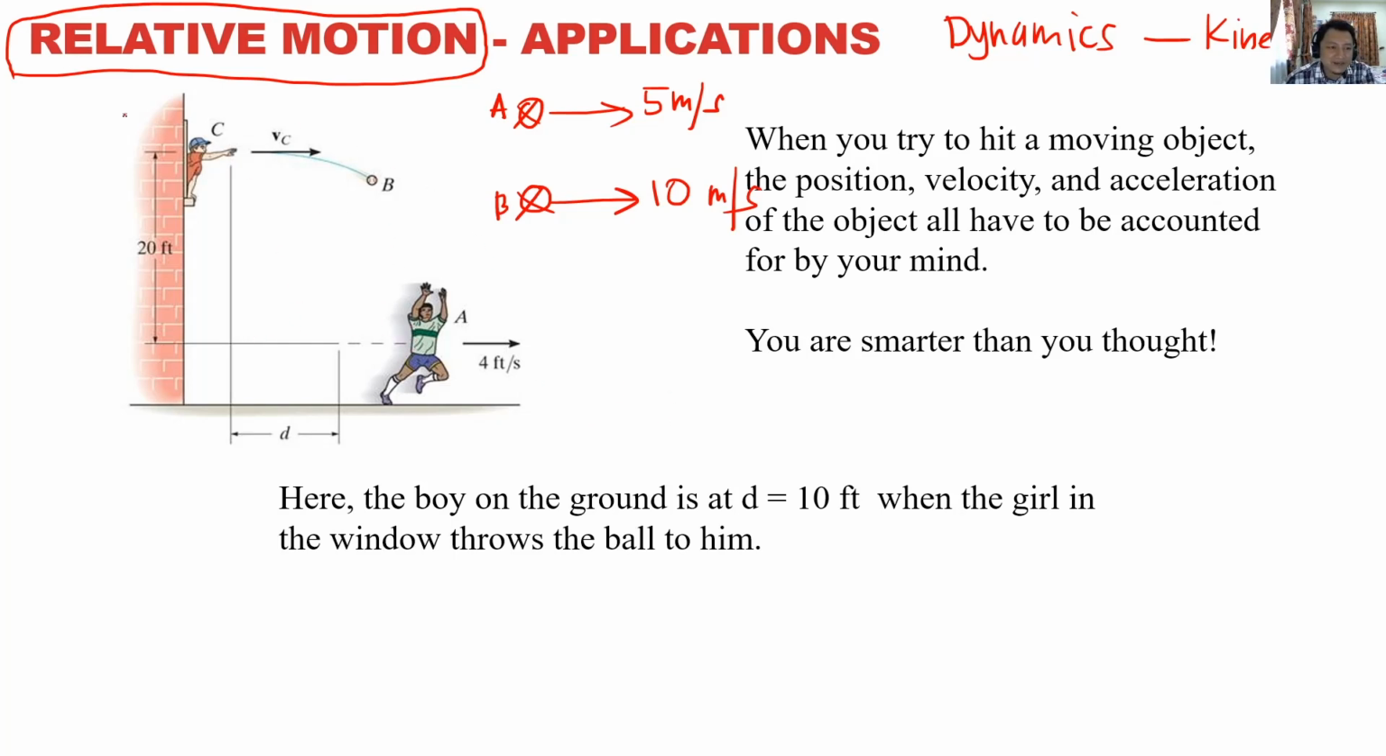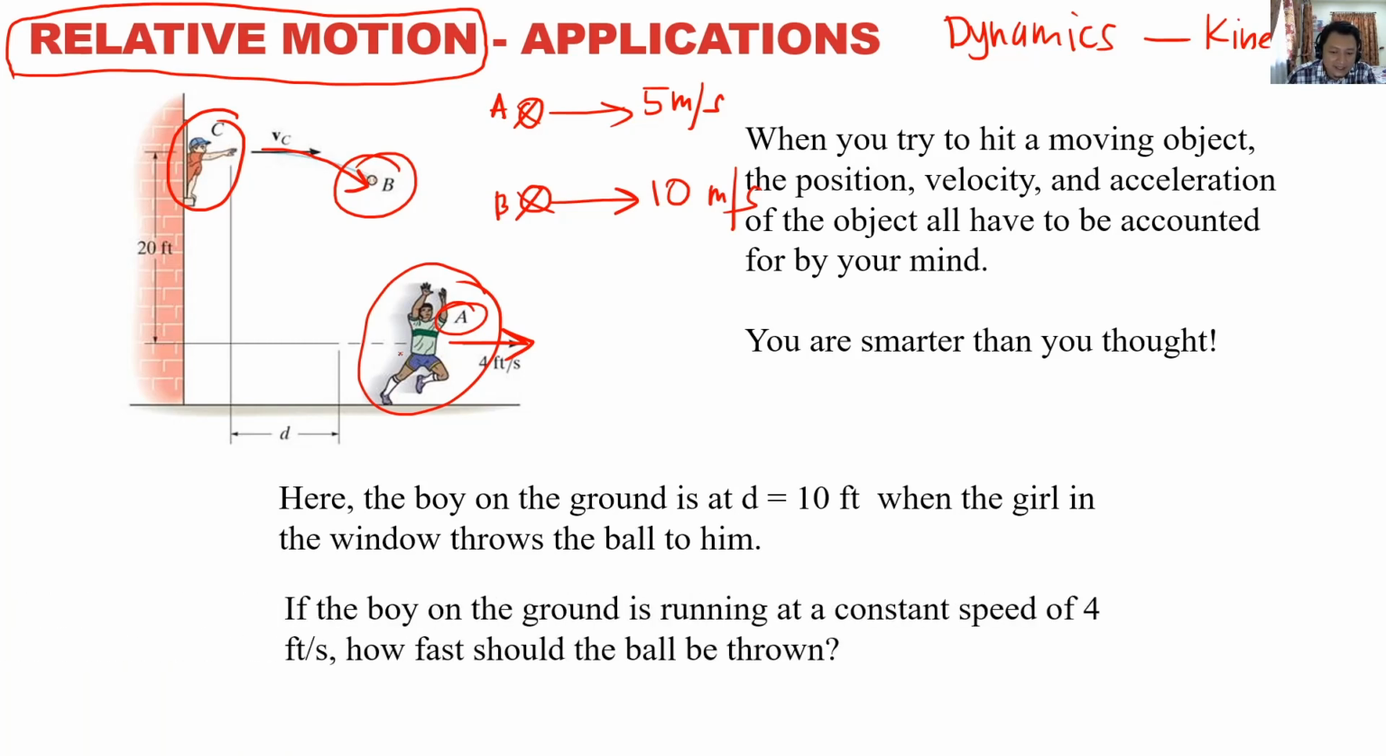We have some examples here. There's a guy here, C. This guy throws a ball, so the ball is moving. This guy is trying to catch it, and he is also moving. So what is the speed of B relative to A? That's the thing that we're trying to find. It is very problematic if you have two objects moving. Another example.